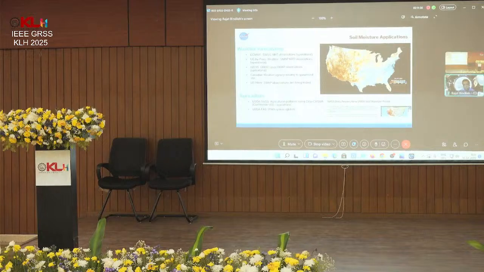On the agriculture side, a number of US agencies within USDA are operationally using SMAP observations, both at a domestic scale as well as at a global scale. Besides that, I also know of a number of private companies which are using soil moisture observations to do their own crop yield assessment and other applications on the private sector side.